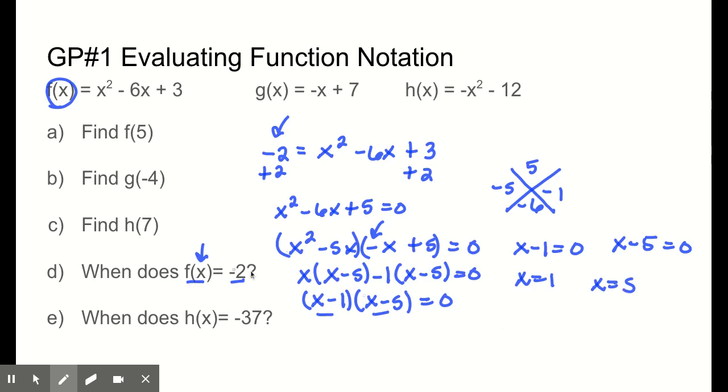So when does f of x equal negative 2? When x equals 1 and when x equals 5. Now remember that this is a quadratic, so this gives us a parabola. So in all cases except for the vertex, we're going to get two x values for that one y value. All right, same thing. Let's look at E.